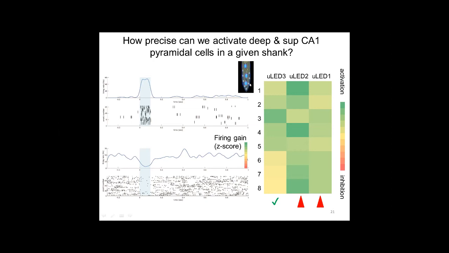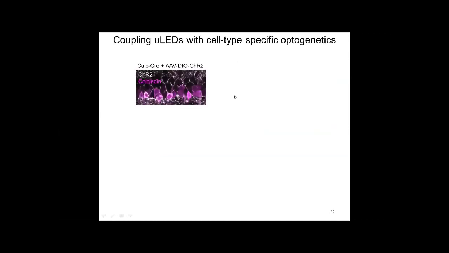So, although you can get some specificity, we need to twist the tool a bit more to improve it. And this is what we are actually doing by coupling the micro LEDs with cell type specific optogenetics.